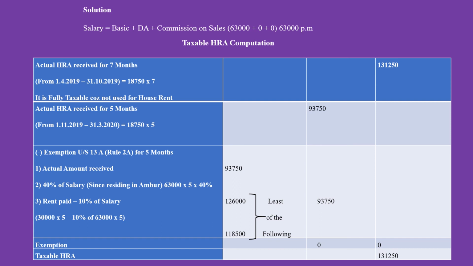The taxable amount is going to be 0. So you take that to the outer column. For the first 7 months, it is 1,31,250, which is fully taxable. For the next 5 months, nothing is going to be taxable because everything is exempted. So nil is taxable. So the end taxable amount for a year for this person is going to be 1,31,250. This is how you're supposed to be calculating house rent allowance taxation.